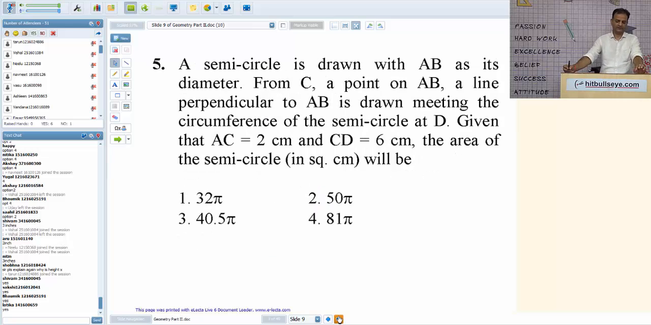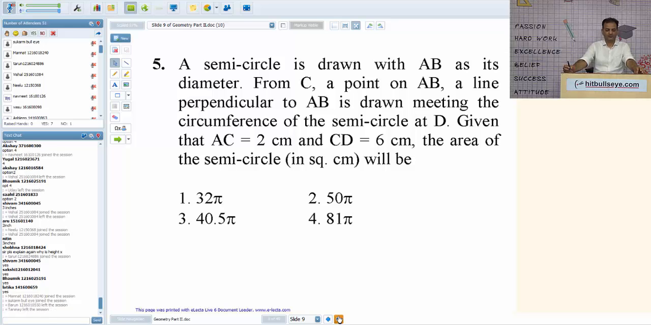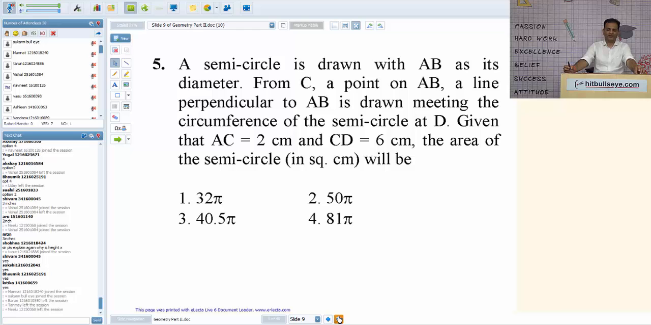Again a CAT question, friends. Now see how many of you can recall the basic theorem which we have done, for a right angle triangle. Then you can do it orally without writing. A semicircle is drawn with AB as its diameter. From C, a point on AB. Just draw a diagram, and if you can apply symmetry also, you can do the question orally.